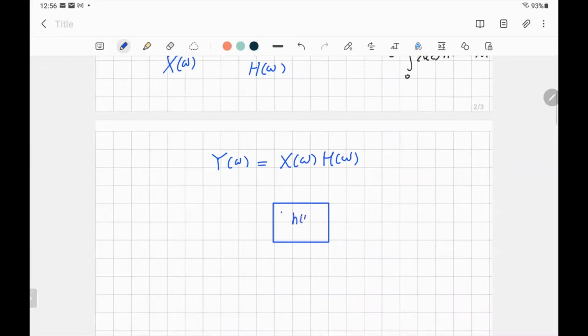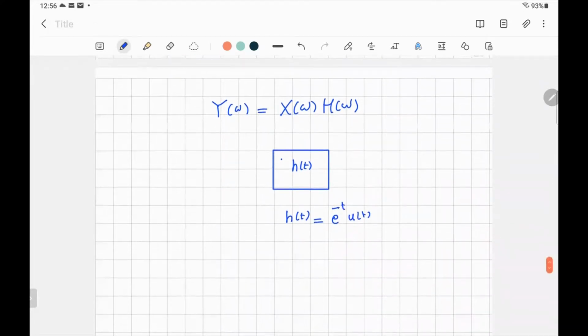H of t, let's say that it's equal to e to the minus t u of t. That's the impulse response. That's the characteristic of the system itself that relates the input and output. It looks like that. If you want to sketch it, that's h of t. And let's say you have an input, and this input was like that, from 0 to 2, and was equal to 1. That's x of t. The question is, we want to find the output.